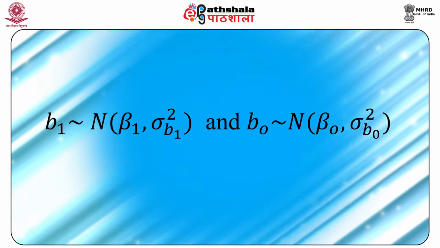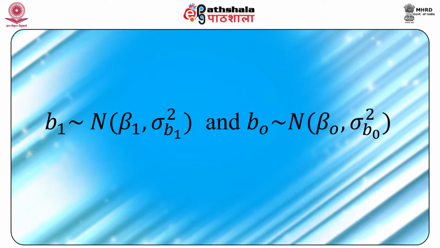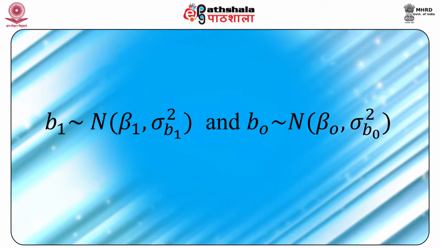Now, having understood the distributions of yi and earlier of b0 and b1, let us now look at the student's t statistic. Now, we have b1 distributed normally with beta 1 and sigma b1 square, and b0 distributed normally with beta 0 and sigma b0 square. Now, we convert the normally distributed OLS estimators into z variable, which we already know are also distributed normally with mean 0 and variance 1.